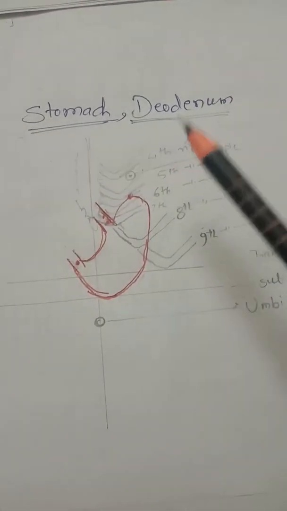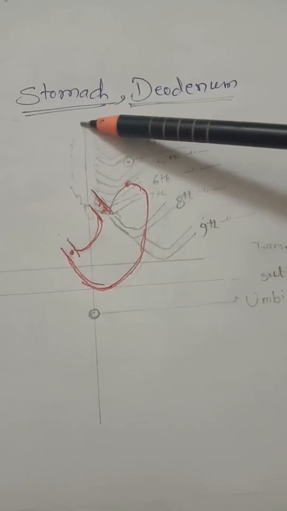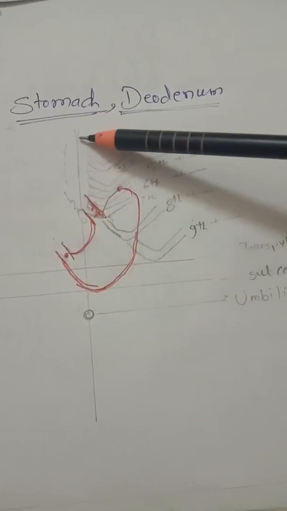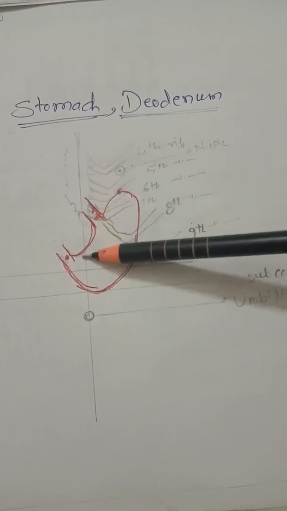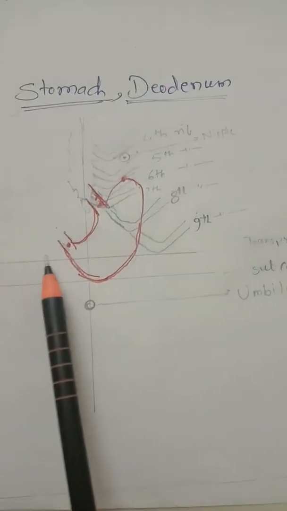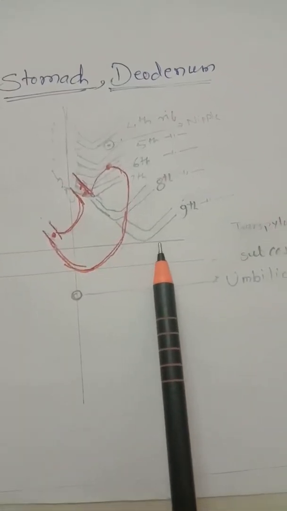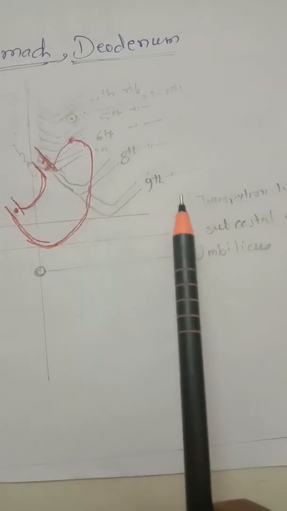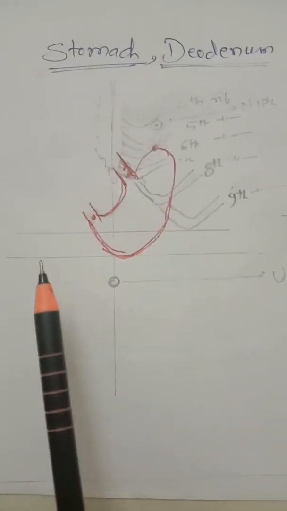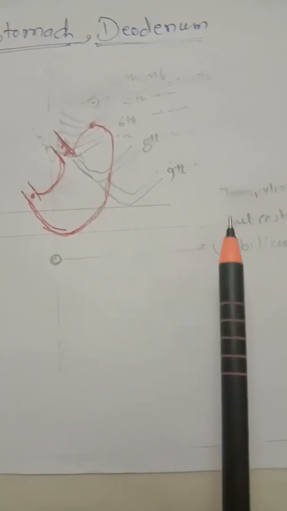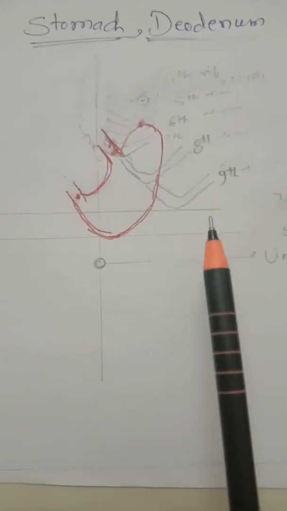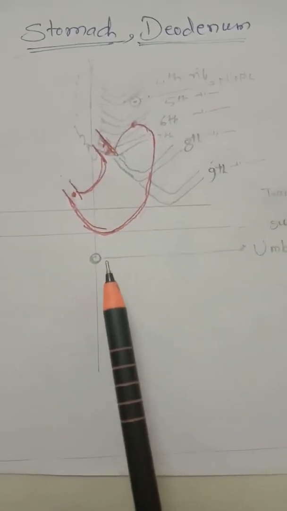To draw the duodenum, firstly you should draw the median plane, which is drawn from the jugular notch, passing through the middle part of the sternum and going downwards. Then draw the transpyloric plane, which passes at the tip of the ninth rib. Then draw the subcostal plane here, which should pass at the tip of the 10th rib.